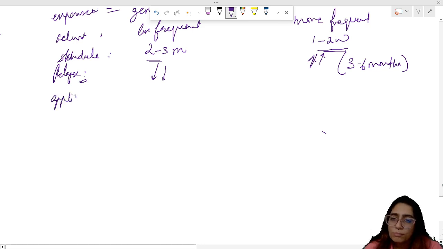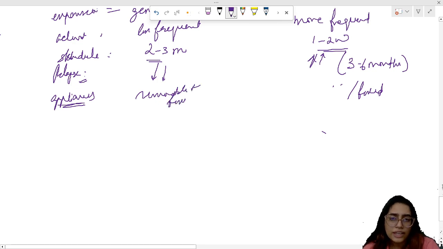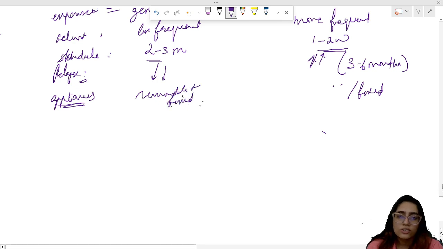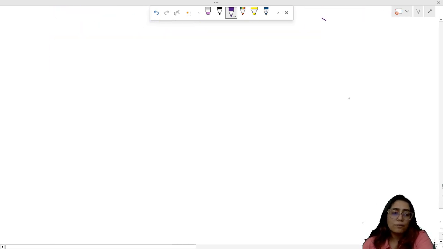If we talk about the appliances, with rapid expansion, as mentioned previously, rigid or fixed appliances are used, while with slow, both removable and fixed appliances can be used to get space in the arch. So this was about slow expansion. Now let us have a look at the appliances that can be used.